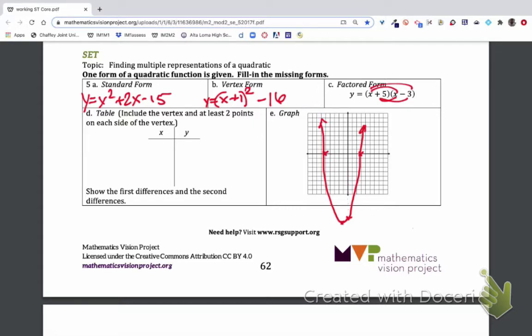Okay. So if I want my vertex, I would have negative 1, comma, negative 16. And sure, why not? Let's go with negative 2, which would get me negative 15. 0 would get me negative 15. Negative 5 would get me 0. And 3 would get me 0. And this is all based on the information that I have with my work.